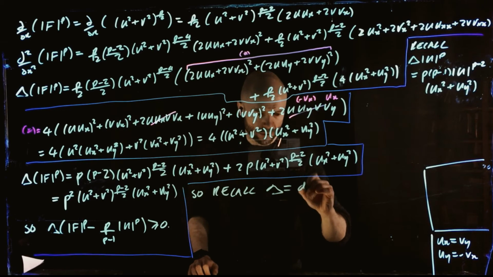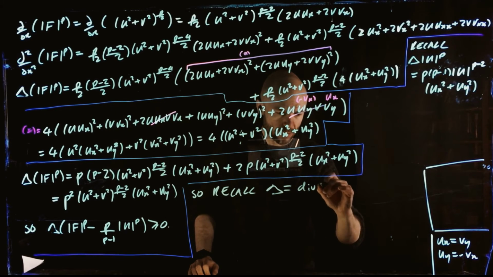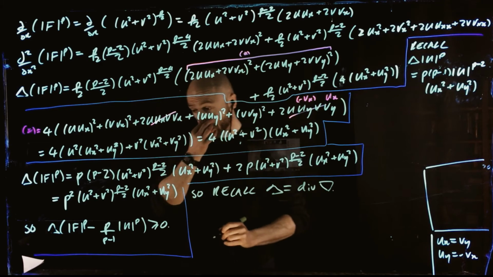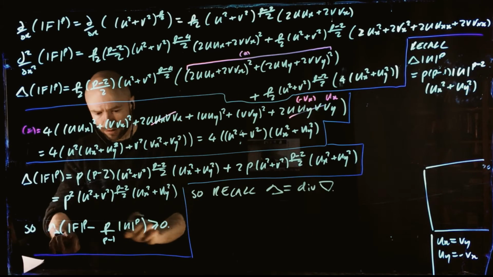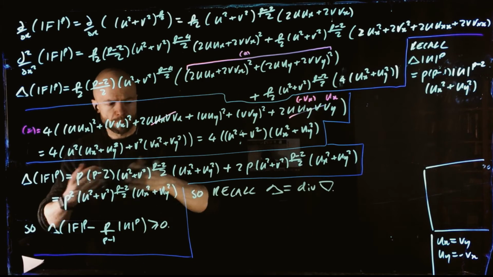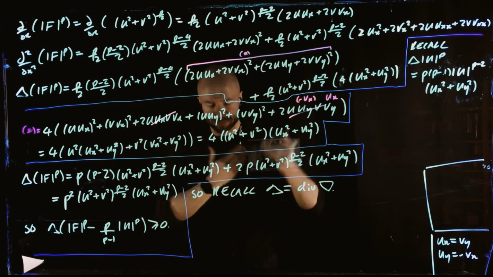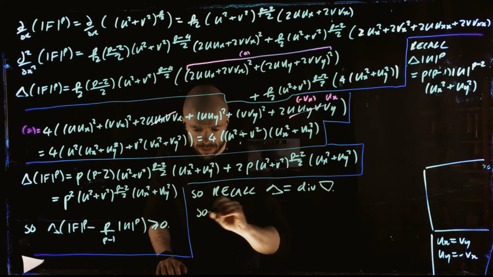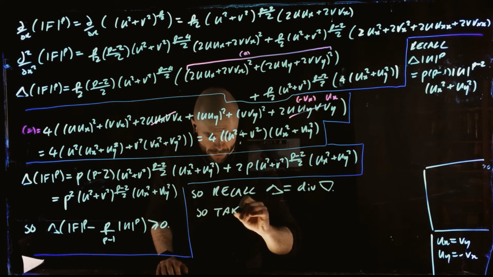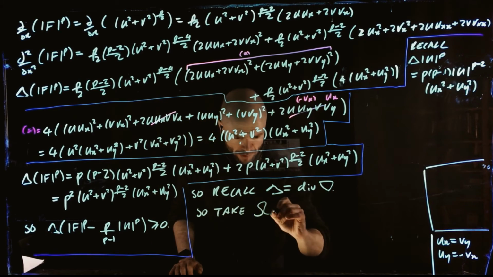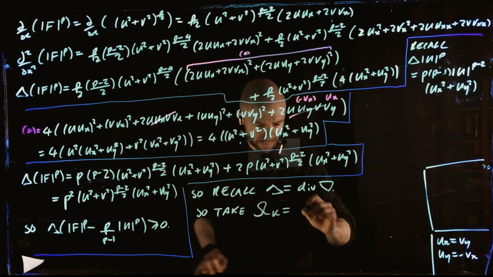Laplacian is equal to the divergence of the gradient, like this. So we're going to consider this as the divergence of the gradient, and then we're going to apply the divergence theorem on a particular domain, which we're going to let tend to infinity. So take omega of r to be this shape here.